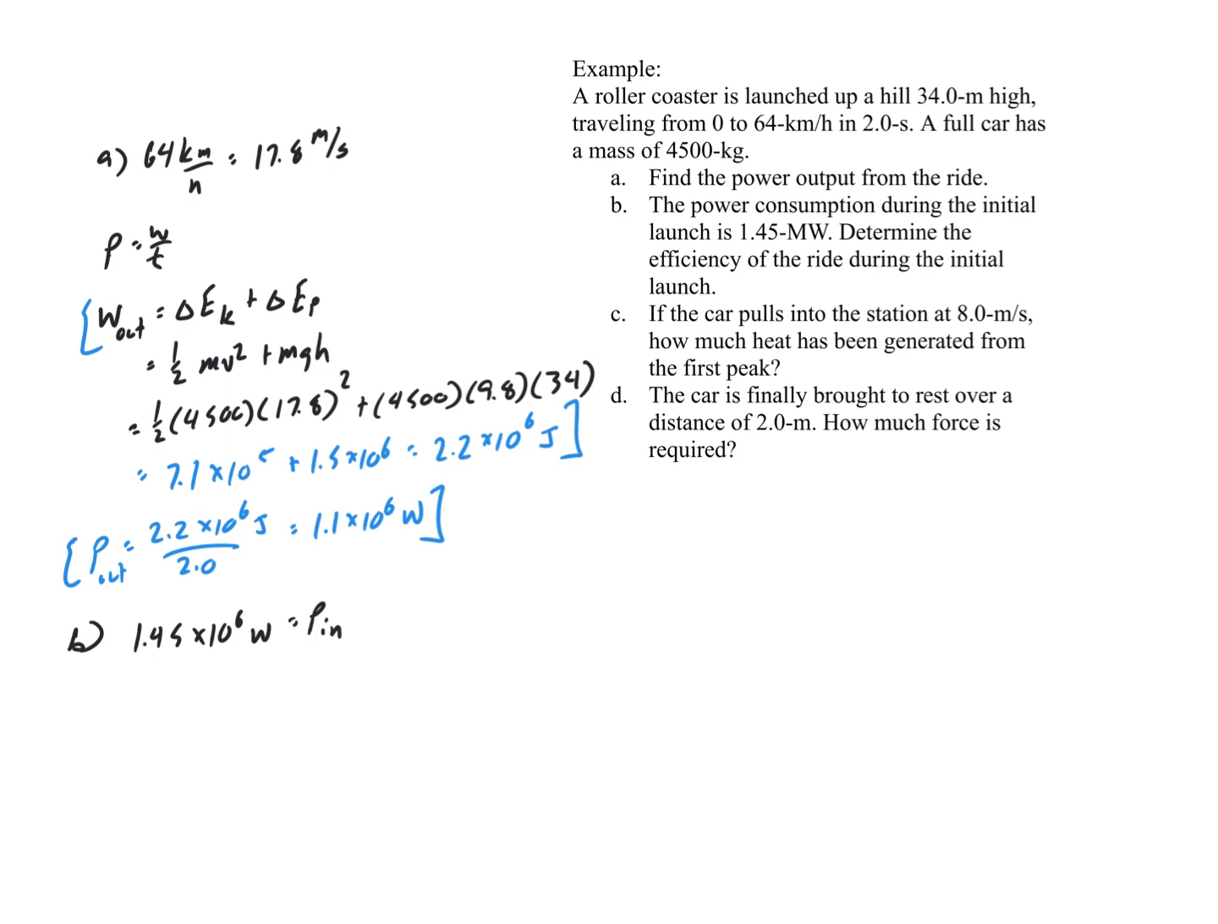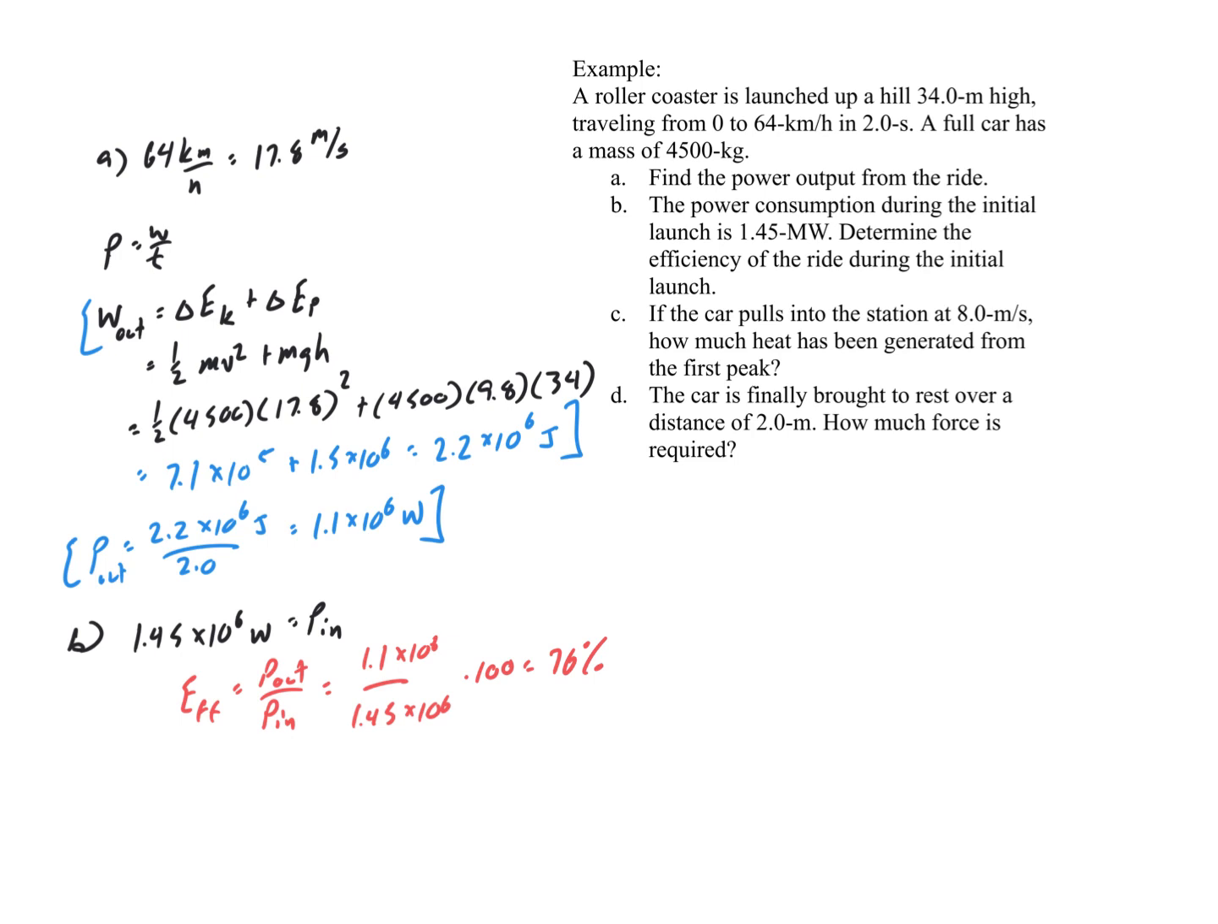So to take a look at the efficiency, the efficiency is going to be the power out over the power in. So it gave me my 1.45 megawatts, and the power out is about 1.1. Multiply that by 100. So when I get that, I should get about 76% efficiency from the ride. Cool.